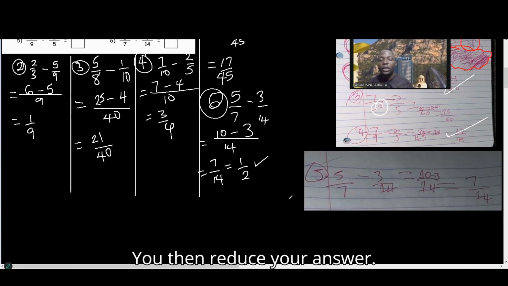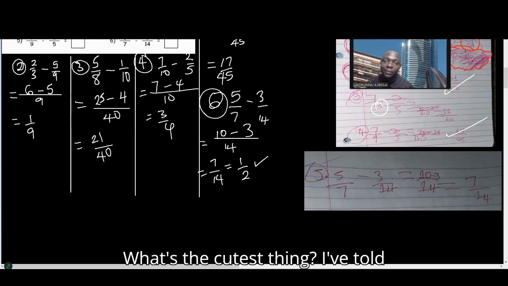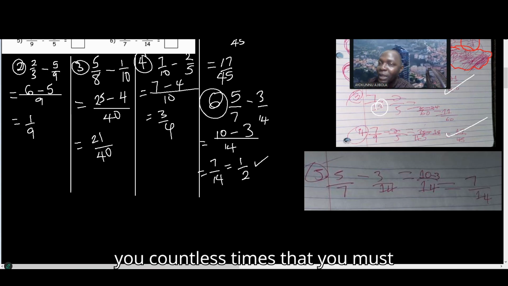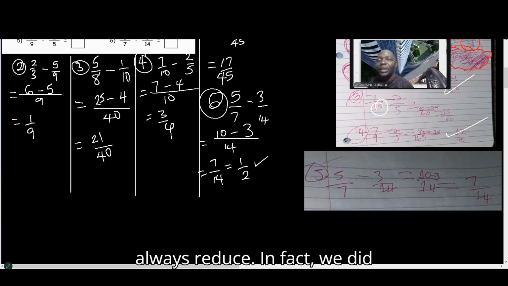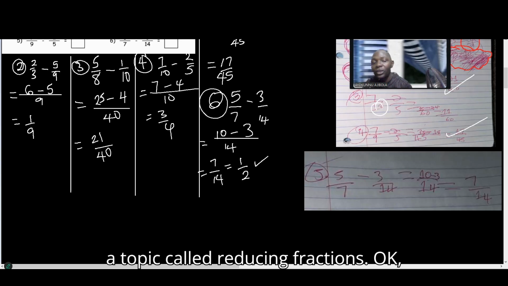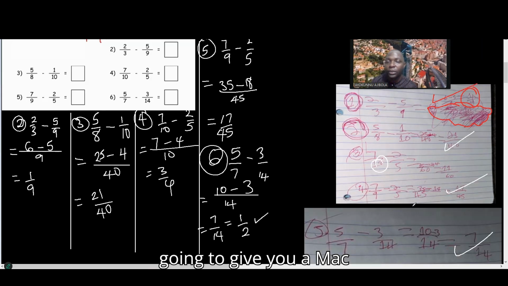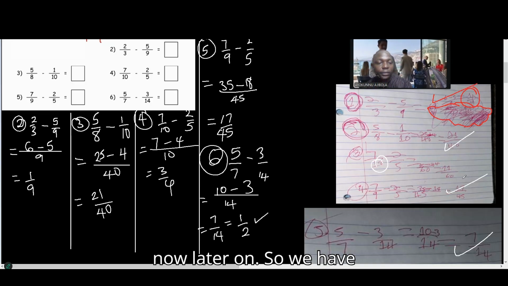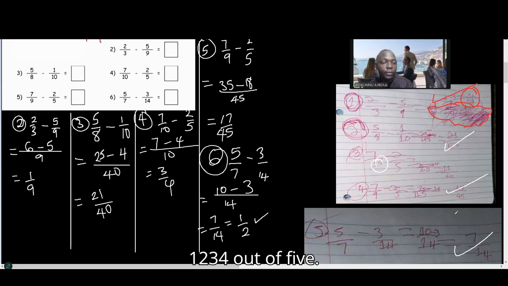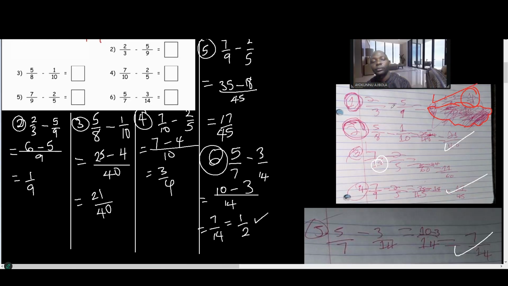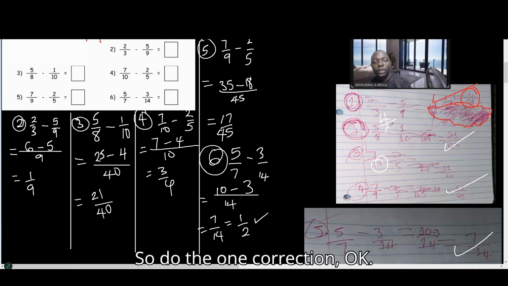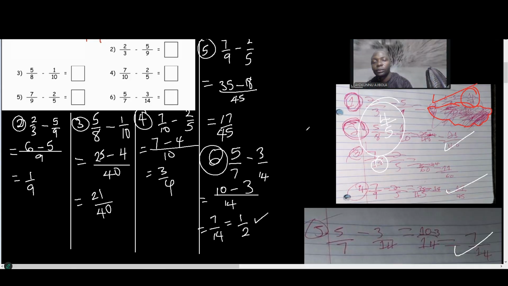You didn't reduce your answer. We're supposed to reduce it. I've told you countless times that you must always reduce. In fact, we did a topic called reducing fractions. Okay, but no worries. I'm going to give you a mark now. So we have 1, 2, 3, 4 out of 5. So do the one correction, okay?